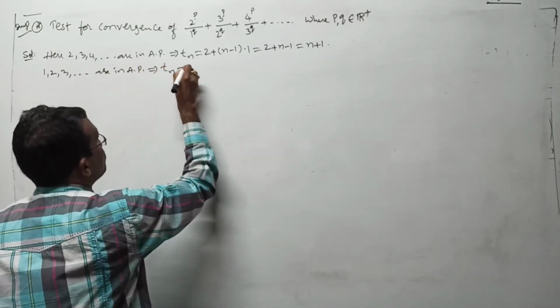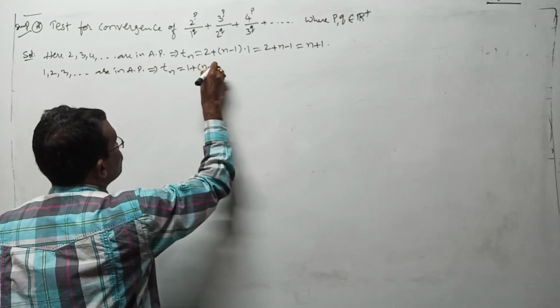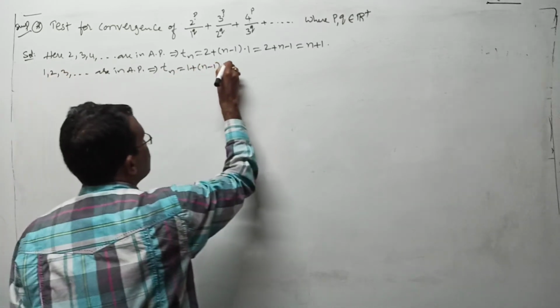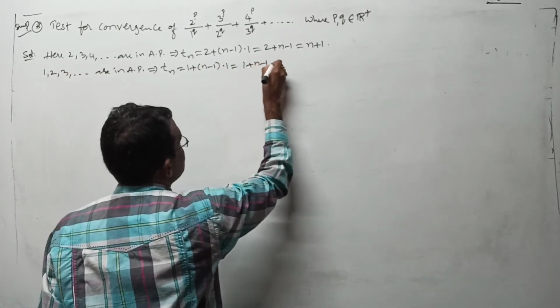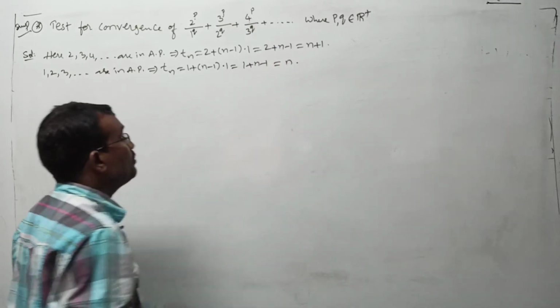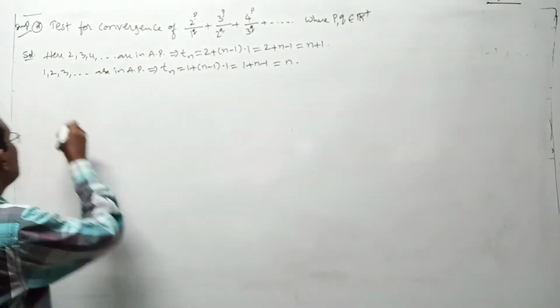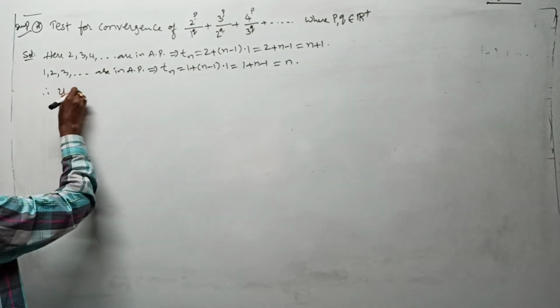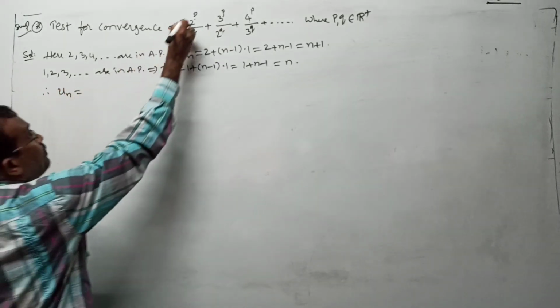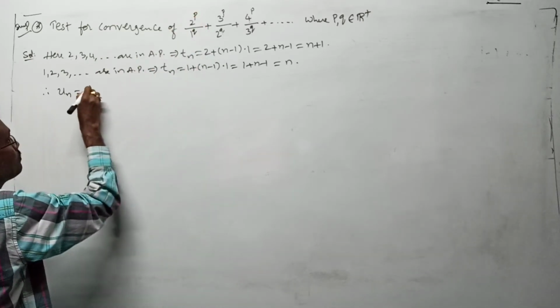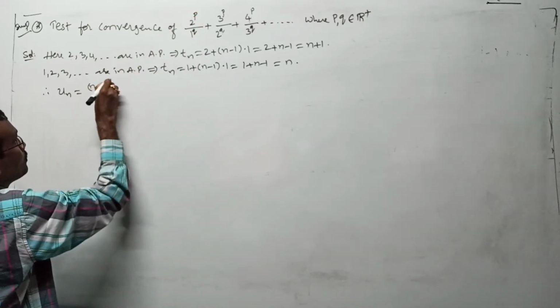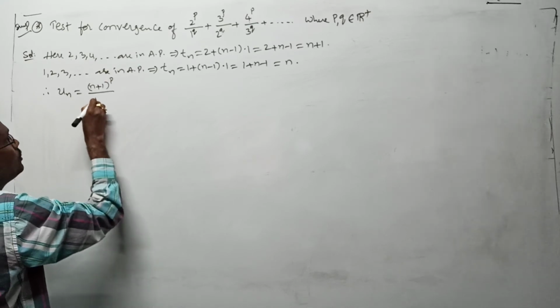Tn is equal to what? a plus n minus 1 into d, with d as 2 minus 1, 1. It is 1 plus n minus 1. It is n. But the denominator's un term is what? n power q. Now you can proceed. Therefore, un is equal to n plus 1 whole to the power of p by n to the power of q.